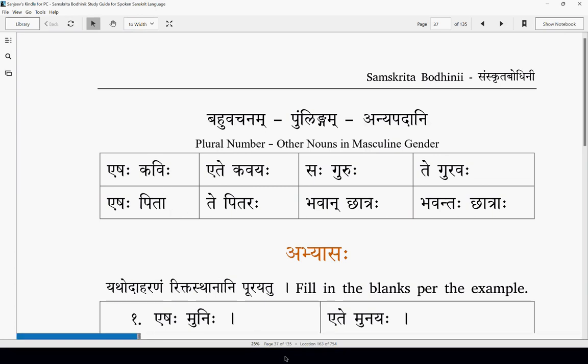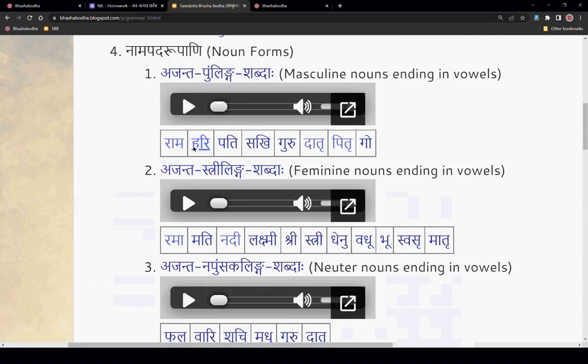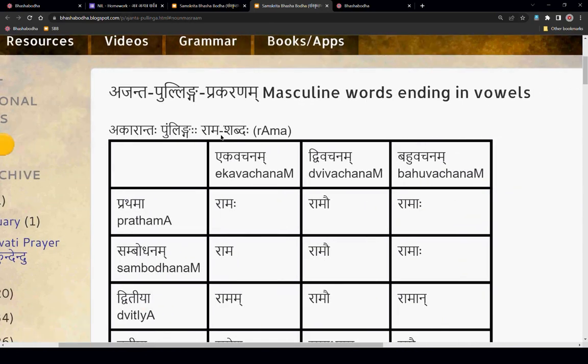Yeah. One thing, let's look at it. First we need to understand the base word, right? What we see here are the base words. If I open this word, you see here Akaranta pullinga, Rama shabda. The base word doesn't have any visarga in this case. The base word is just Rama, and in prathama vibhakti, ekavachana, we use Ramaha. This part is clear, right? Yes. Now here bahuvachanam is Ramaha.